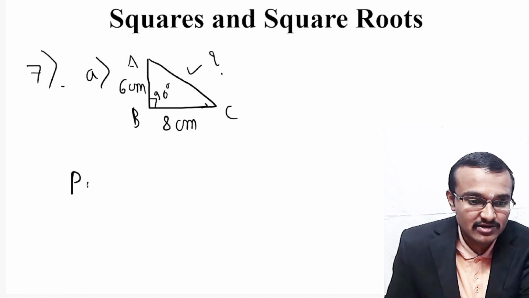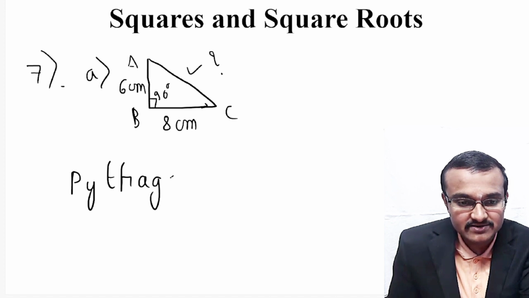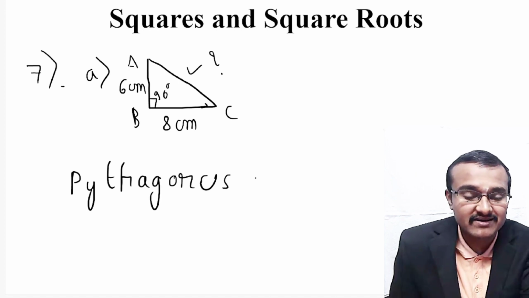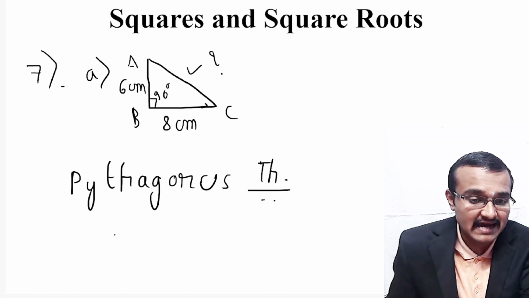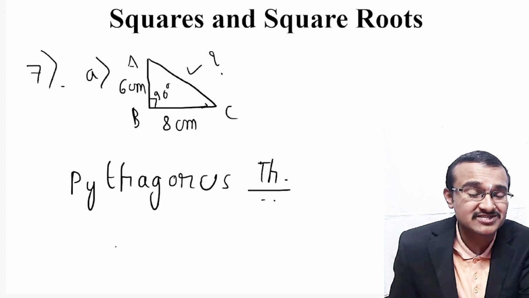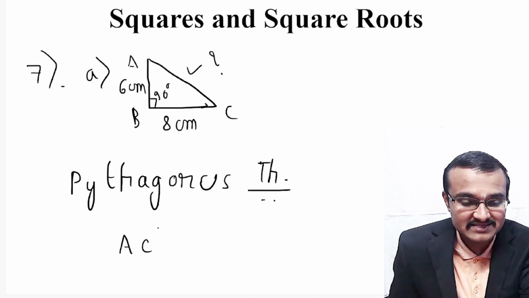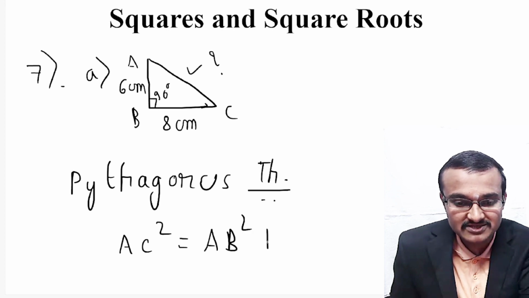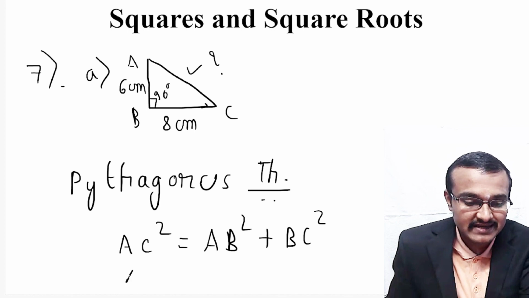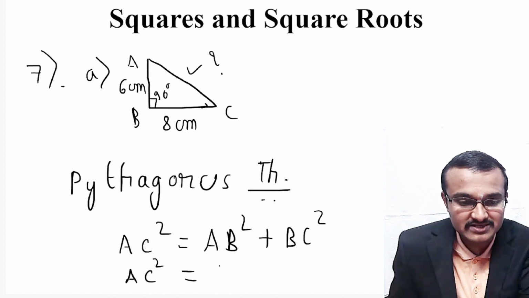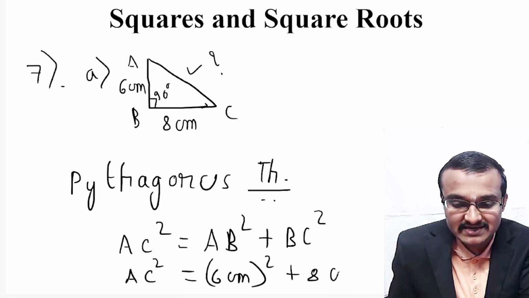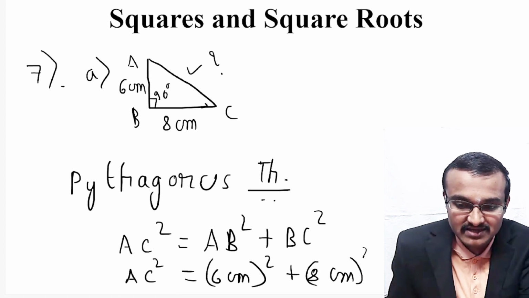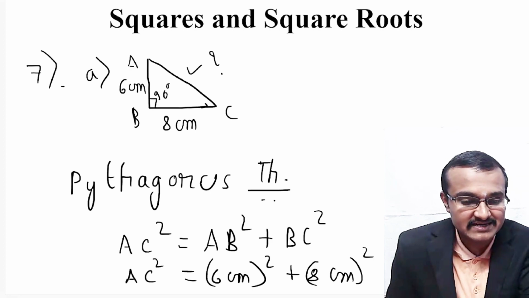According to the Pythagoras theorem, if you have a right angled triangle, then the hypotenuse square will be equal to the sum of the squares of the adjacent sides. That means AC square will be equal to AB square plus BC square. Here we should find AC square. So AC square is equal to AB square, AB is 6 centimeter square, plus BC, which is 8 centimeter square. That means here you should take the square of 6 centimeter and 8 centimeter.